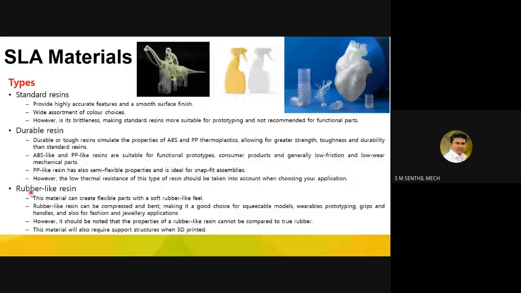Next are rubber-like resins. The name says it all: rubber-like means it will actually have a soft rubber feel. If you print materials using this rubber-like resin, you will get very flexible parts with a soft rubber-like feel. On the top right, you can see some products printed using the rubber-like resin, such as this heart. These are all printed using rubber-like resins.